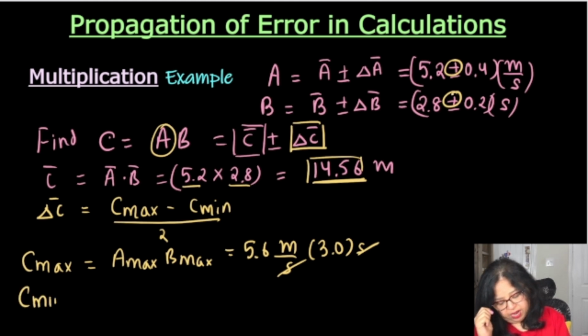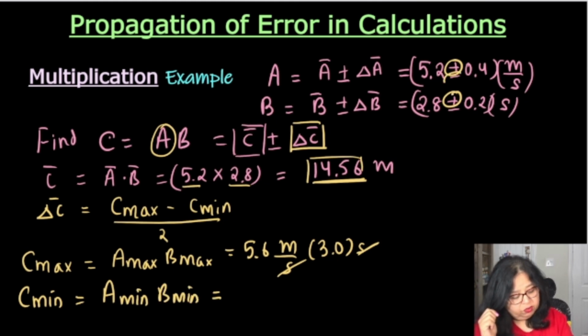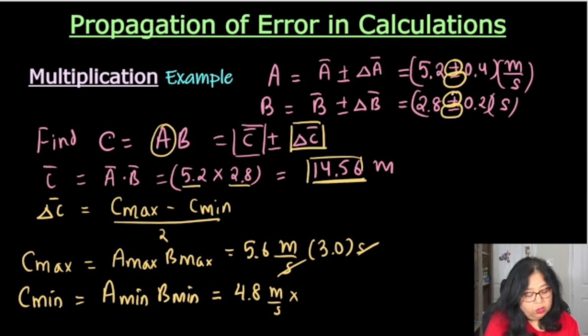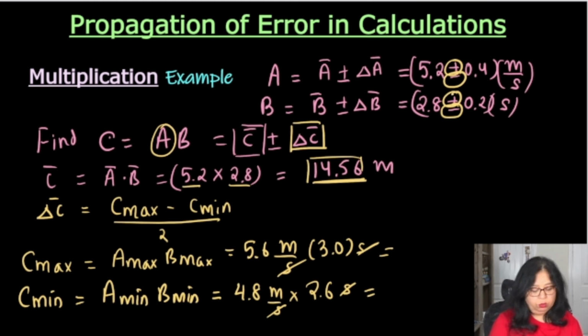Let's go ahead and find out C min, when A is minimum and B is minimum. When is A minimum? When I use this minus sign. 5.2 minus 0.4 gives me 4.8 meters per second, times B min, which is when you have this negative sign in the B: B minus delta B bar. 2.8 minus 0.2 gives us 2.6 seconds. Seconds cancel out. So let's go ahead and let the calculator do the job of multiplication.